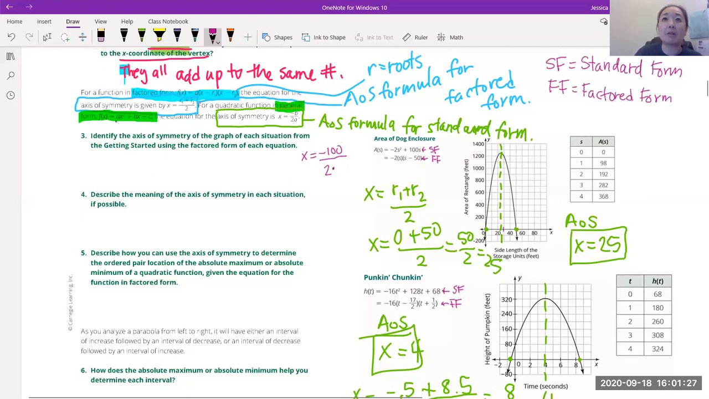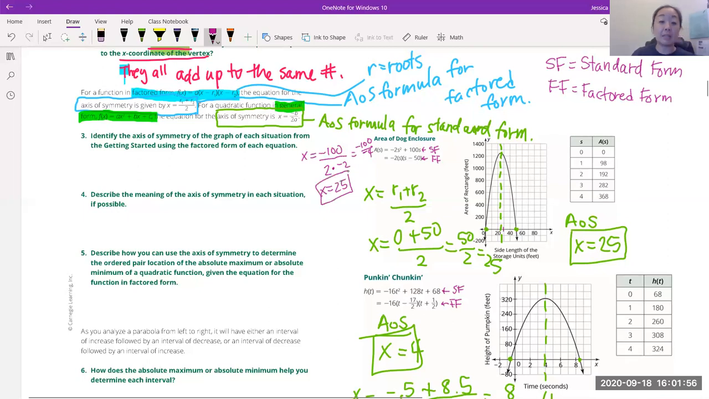A is the number that's in front. It's the leading coefficient, right? We've said that before. It's the number in front of the x squared. So the number in front of this x squared is going to be -2. So times -2, right? And I'm just going to simplify that down a little bit more, and that's going to be -100 over -4, right? And 100, so negative divided by negative, positive. 100 divided by 4, 25. Okay, so x is equal to 25.